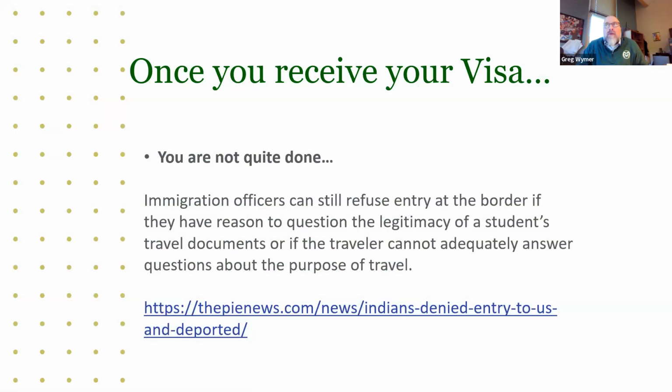So let's say you make it through and you get your visa. Okay, if you get your visa, keep in mind that you're not quite done. Immigration officers can still refuse entry at the border if they have reason to question the legitimacy of a student's travel documents, or if the traveler cannot adequately answer questions about the purpose of travel.